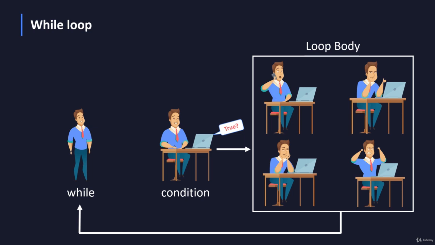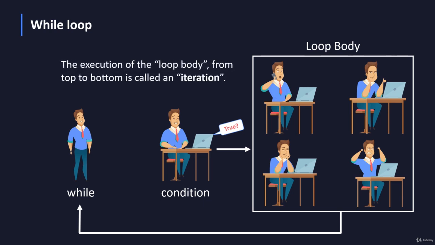And the last note for this video is that the execution of the loop body, one cycle of the loop body, before we check the condition once again, one cycle from top to bottom, just once, is called an iteration. And basically a loop can have multiple iterations as part of it, right? As long as the condition is not false.